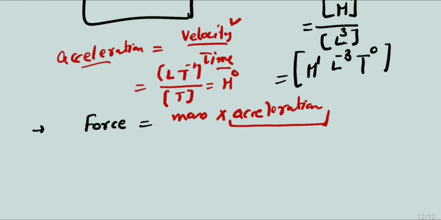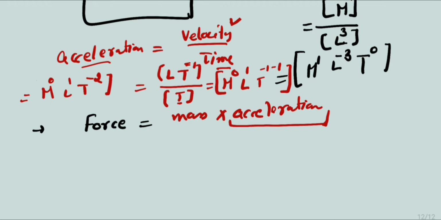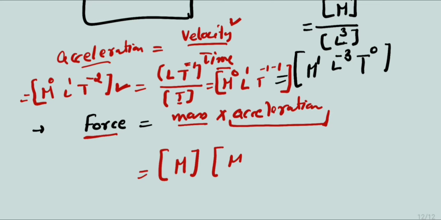M we don't have, so M^0, L we have 1, and t raised to power minus 1 minus 1, so this will also become minus 2. So we can write the dimensional formula for the acceleration as [M^0 L^1 t^-2]. So similarly, now we can write the dimensional formula for the force. For the mass we have [M], and for the acceleration we have the dimensional formula M^0 L^1 t^-2.